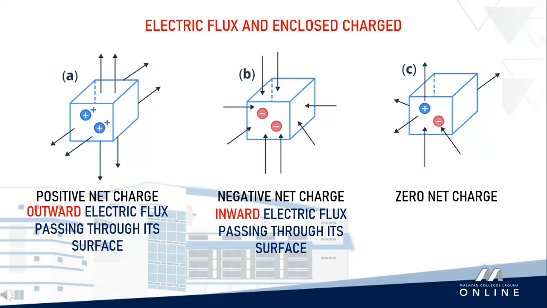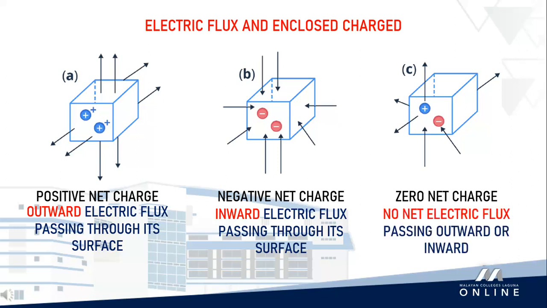Then, how can we describe a region containing net zero charge? That would be correct. Since there is an equal magnitude of both positive and negative charges contained therein, there will be no net electric flux passing outward or inward. Although an electric field may be present, it will flow into the region on one side of its surface and flow out of it on the other side.